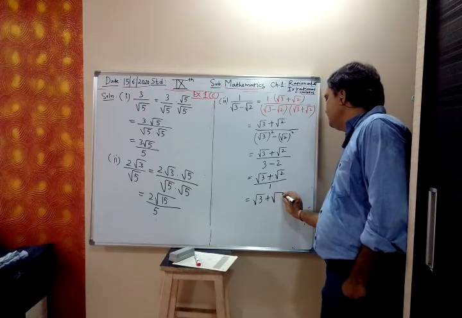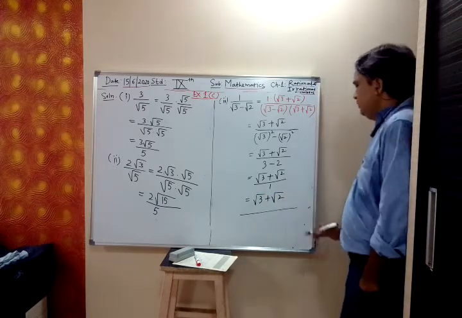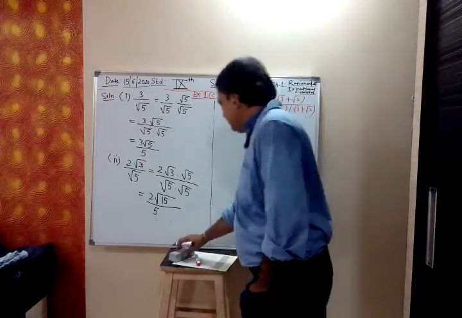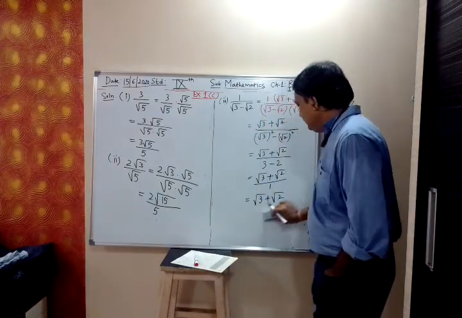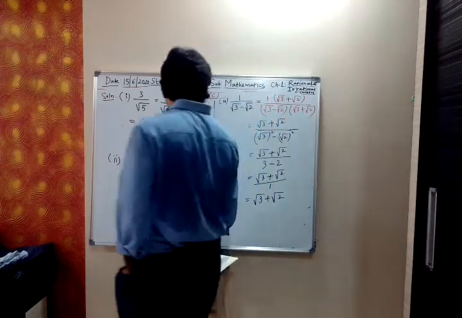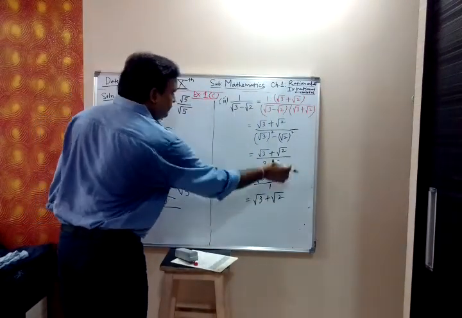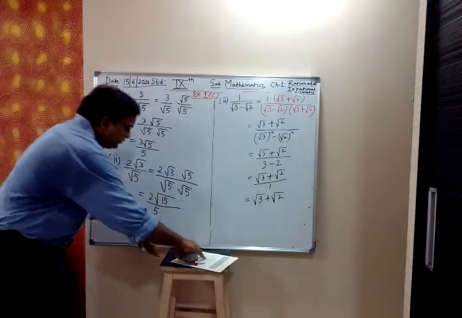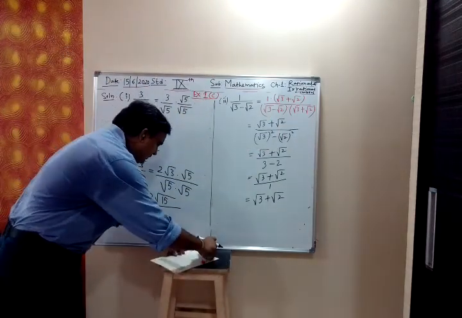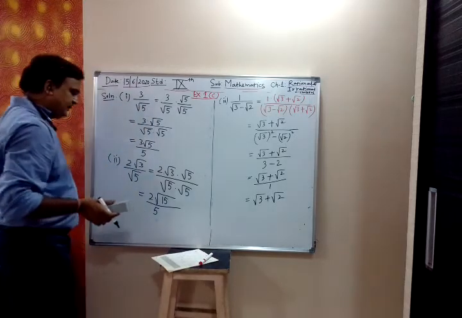This is the answer. Is it clear? Root 3 plus root 2 is the answer. The denominator is 1, so when we rationalize this, the answer comes root 3 plus root 2.